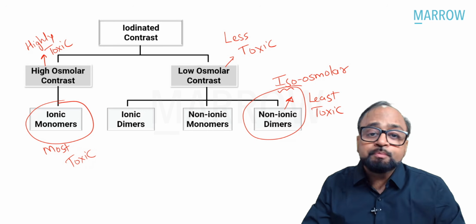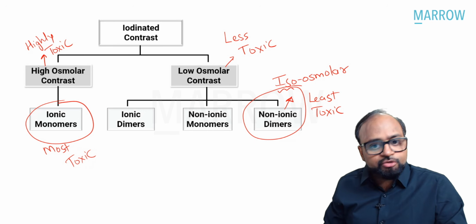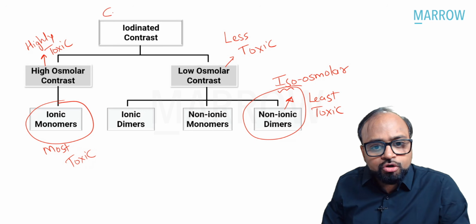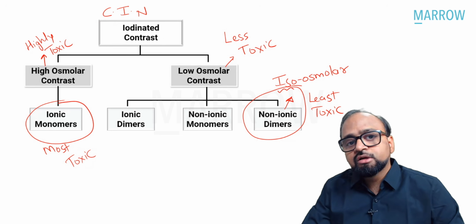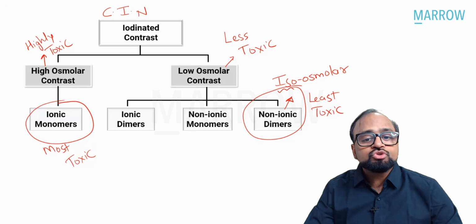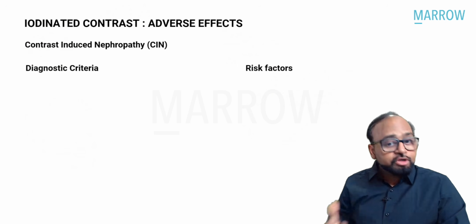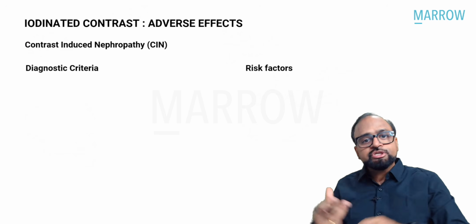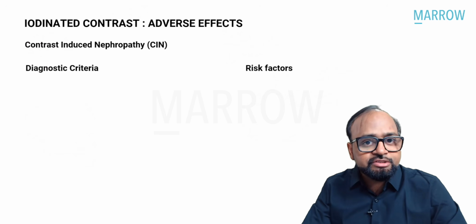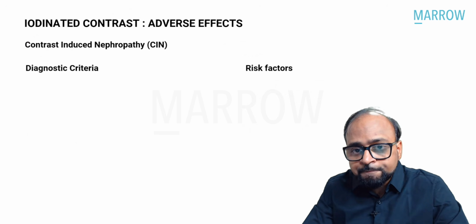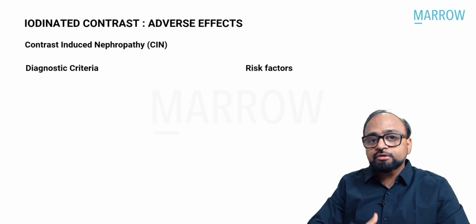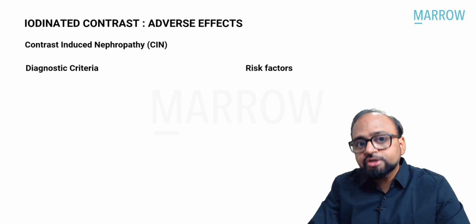Now, the most important adverse effect related to iodinated contrast is called contrast induced nephropathy. They are toxic to the kidneys. That is the most important adverse effect related to iodinated contrast. So contrast induced nephropathy, how do you define that? You inject iodinated contrast, and because these iodinated agents are inherently toxic to the kidneys, the patient will go into renal dysfunction, renal failure.